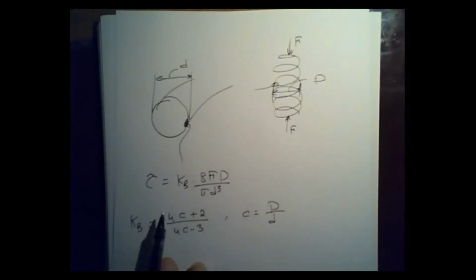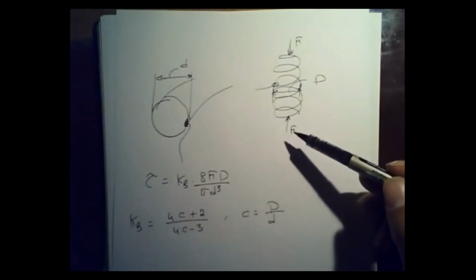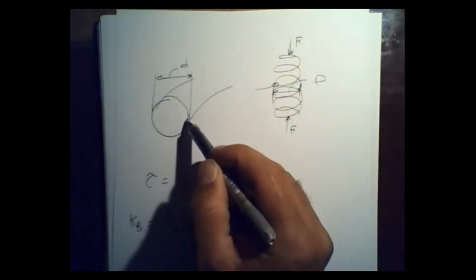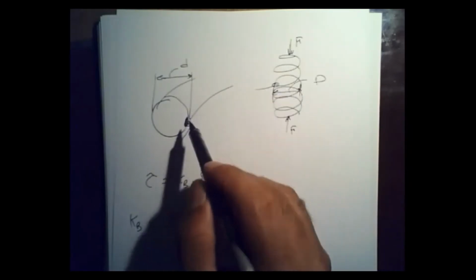If I ask you what is the maximum shear stress in a compression spring as a result of this force and these dimensions, D and then small d, you will just directly calculate this maximum shear, and you're going to tell me that the maximum shear is going to occur on the inner diameter of the coil.